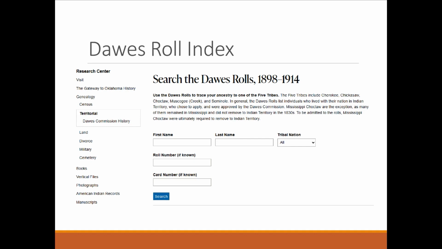So this is where you search the Dawes Roll. And sometimes I'll just put in a last name and see who all had that last name in the entire Indian Territory, because some people don't know what tribe their ancestor was. And again, they may not be in the tribe you thought they would be in.